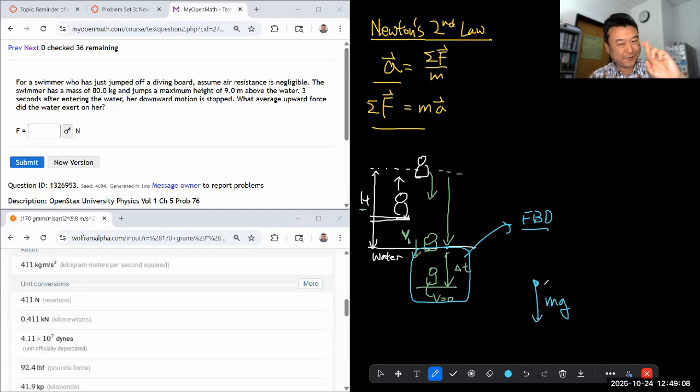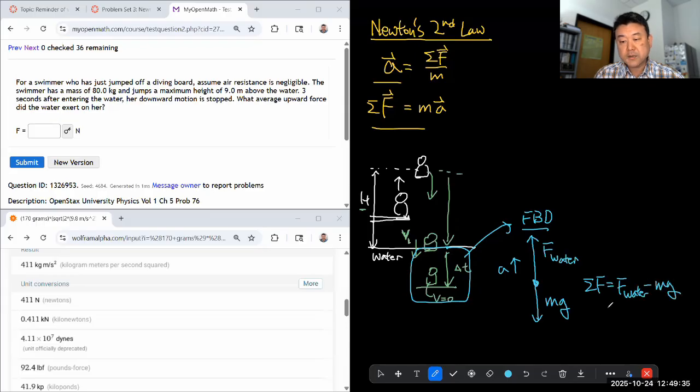Let's hope it's included. And there will be, I guess I will call it, the force due to water. It's a combination of buoyancy force and the drag force. I'll just say F water. Based on those two forces, there should be an upward acceleration. From Newton's second law, upward acceleration is the result of the net force: upward water force minus gravity is equal to mass times acceleration.